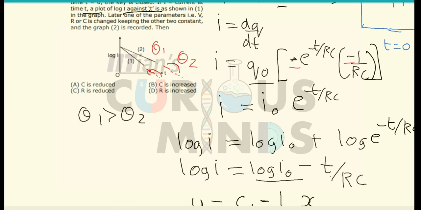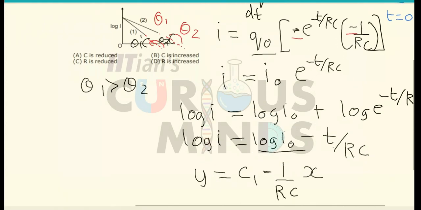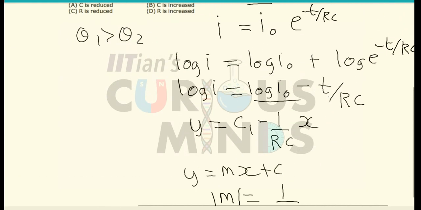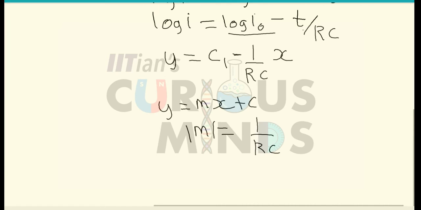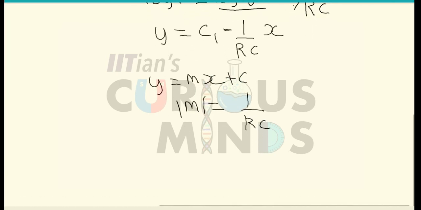Theta 1 is greater than theta 2, that is this slope. If I calculate theta 1 and theta 2, in terms of magnitude theta 1 will be greater than theta 2. So the slope at 1 should be greater than the slope at 2.